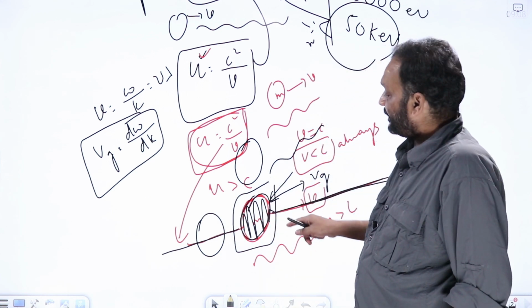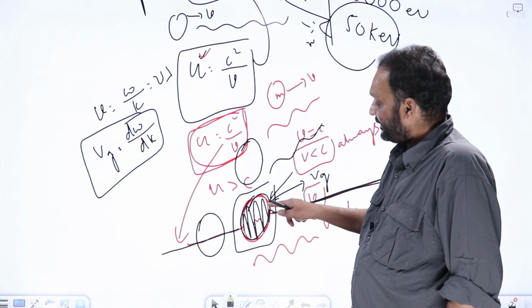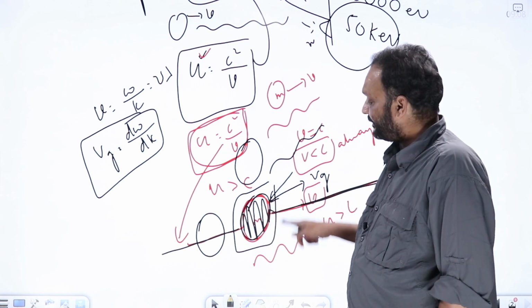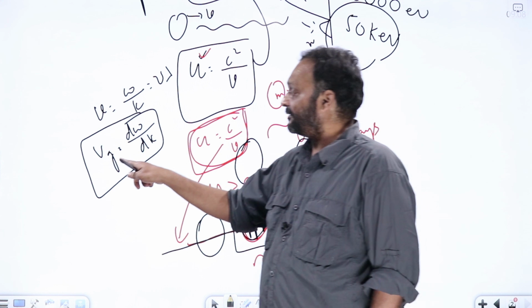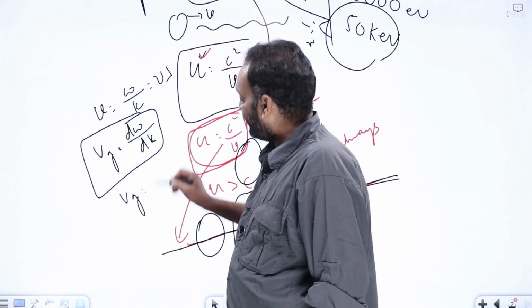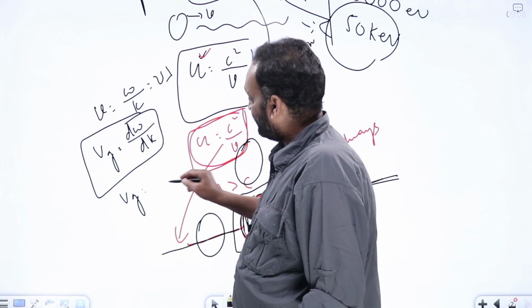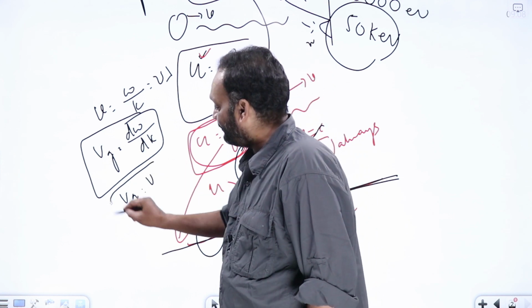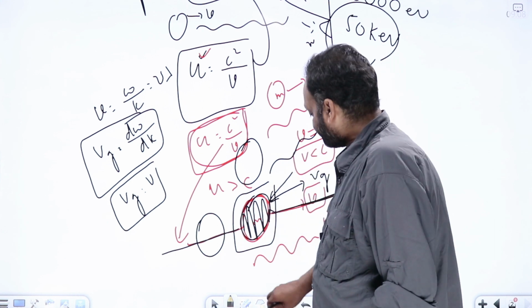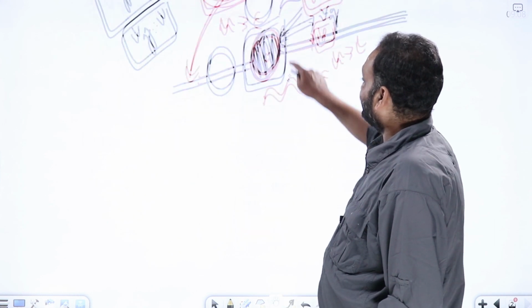So what is important here is that the particle is not equivalent to a single wave, it is equivalent to a wave packet. That wave packet moves with a velocity known as group velocity. The group velocity of this material particle, matter wave, came out equal to the particle velocity. So the problem is solved like this.